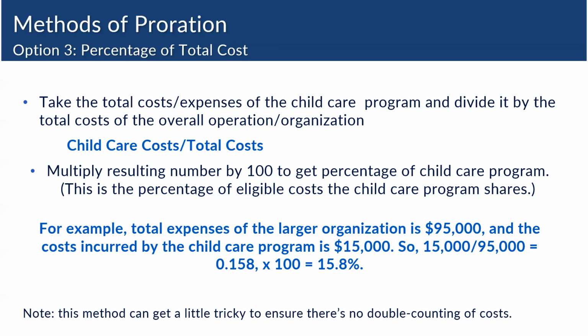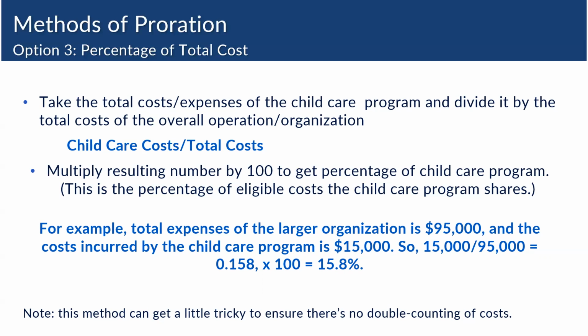a better option. Once you have both figures ready, you divide the total cost of your childcare program by the total cost of your overall organization. Once you have that figure, again, it will be a decimal, multiply it by 100 to get a percentage.